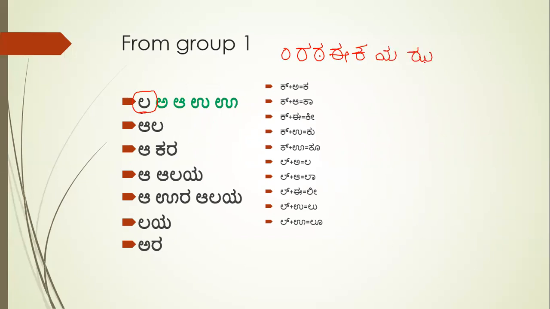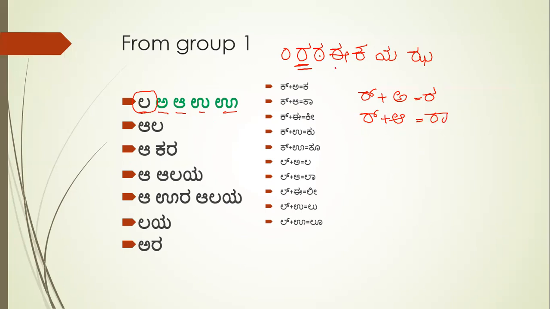Right, these are the letters we learned in the previous group. Now, if I take R, for example, I want to take half R and combine it with A, U, and U. How it should look, I will write and tell you. Like if it is half R plus A, it is equal to Ra.